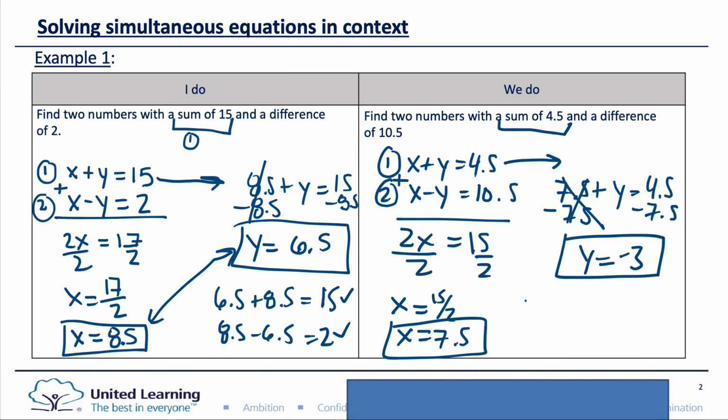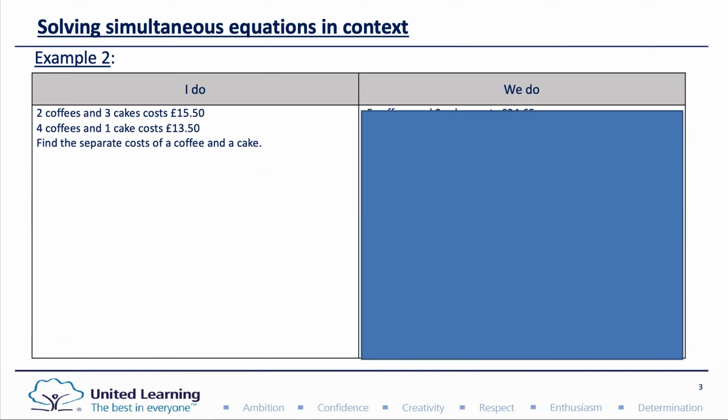Okay, let's double check it. So 7.5 plus negative 3 is 4.5, which is correct. Cool. 7.5 minus negative 3 would become addition to get 10.5. We've done it. So hopefully that's what you got. If not, pause and correct.